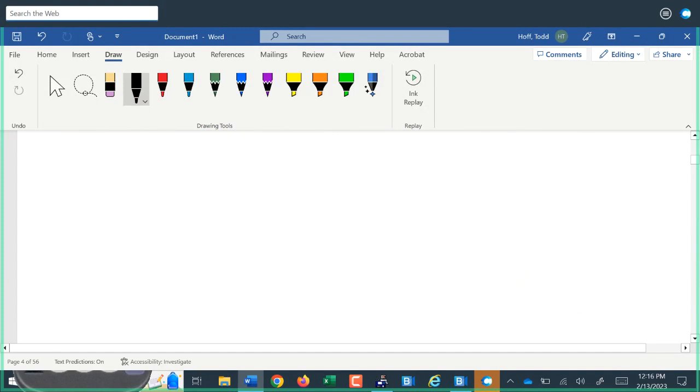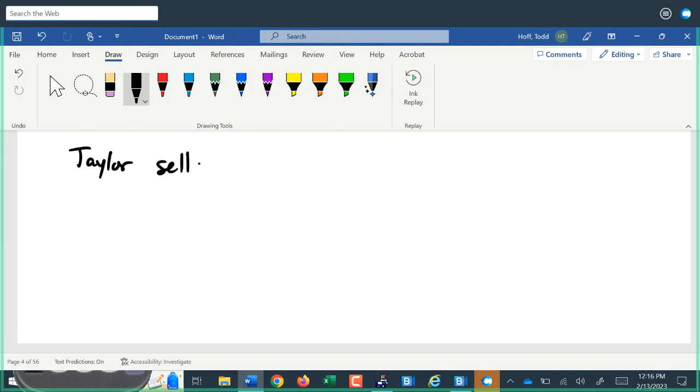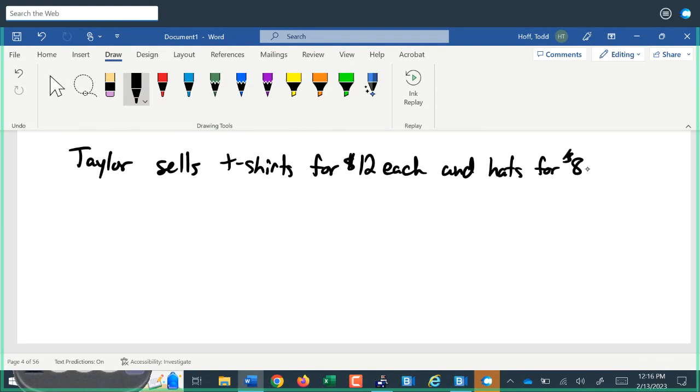So we had that very simplistic problem there for the first example. Let's do another example that's maybe a little bit less simplistic. Like Taylor sells t-shirts, $12 each, and hats for $8 each.